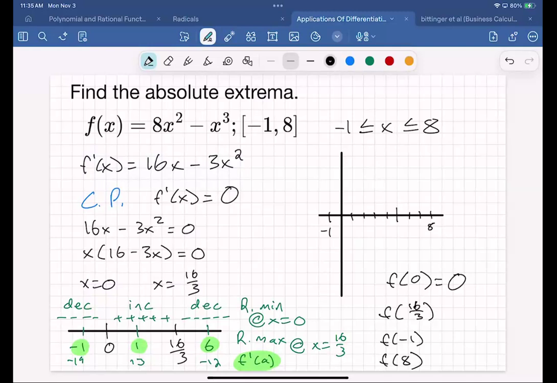If I plug in -1, it gave me 9. If I plug in 8, it gives me 0. Plug in 16/3. It's giving me about 75, well, 75.9.